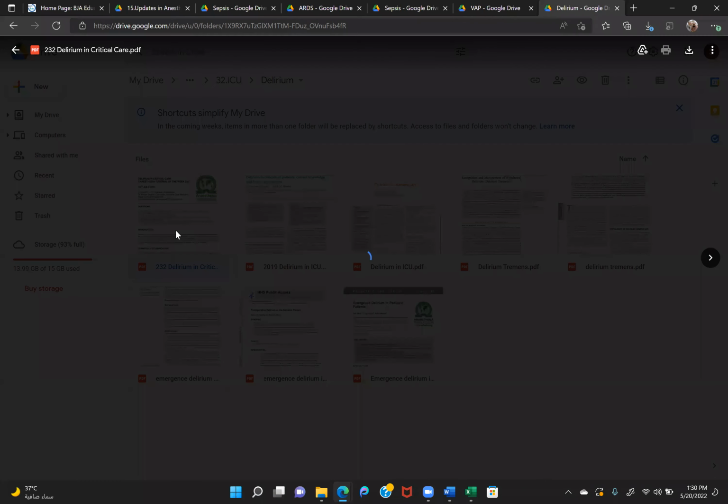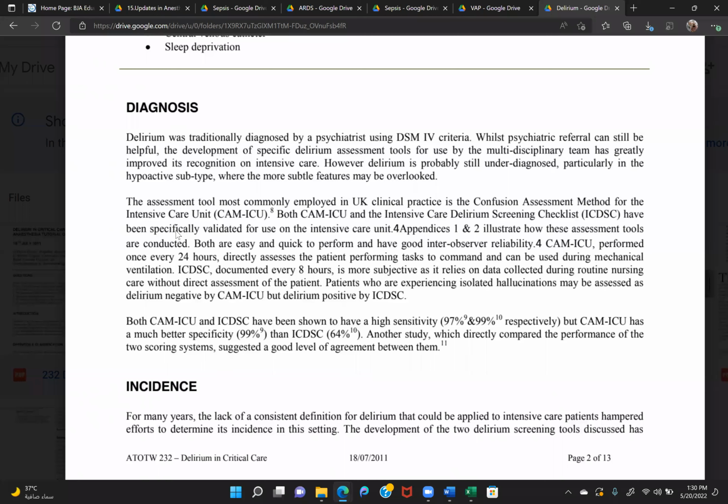CAM, just a second. Jamil, try to speak a little louder so that everyone is benefited. CAM-ICU is the Confusion Assessment Method. Okay. And ICDSC, you were saying, yes, Intensive Care Delirium Screening Checklist. Okay, yes.